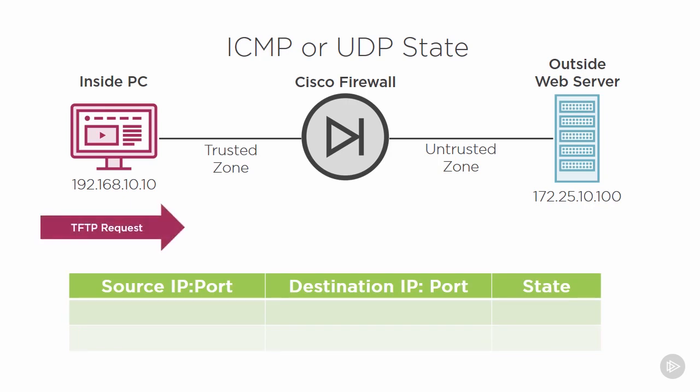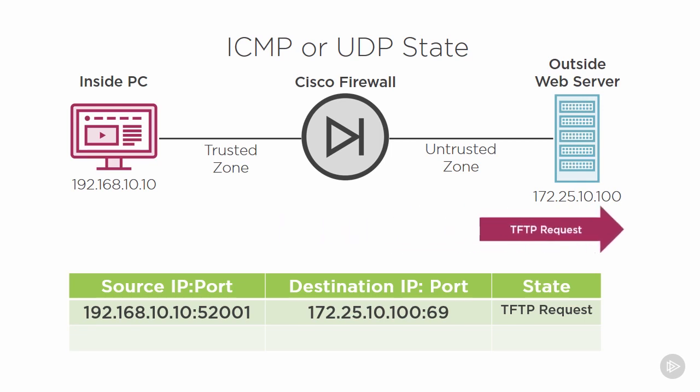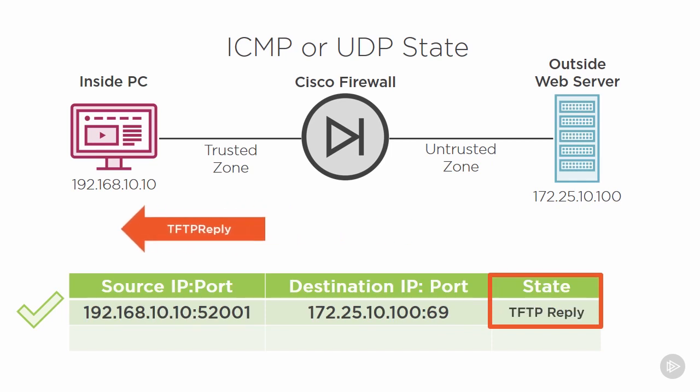If you take a TFTP request, for example, Trivial File Transfer Protocol, that uses UDP as its transport layer protocol. When we send that request out and we have a UDP state table set up, specifically one for TFTP, which is required to get TFTP to work, I'll record my source IP and port, my destination IP and port number, and the state, which in this case is my TFTP request. When my outside web server replies with the TFTP reply, we can check off and say, yes, this traffic we're expecting. We can change our state to the TFTP reply and forward our message on.